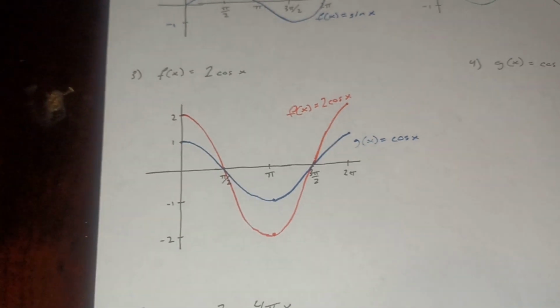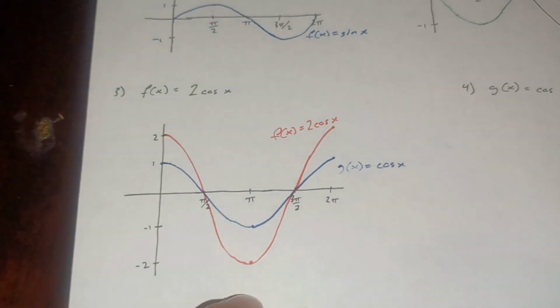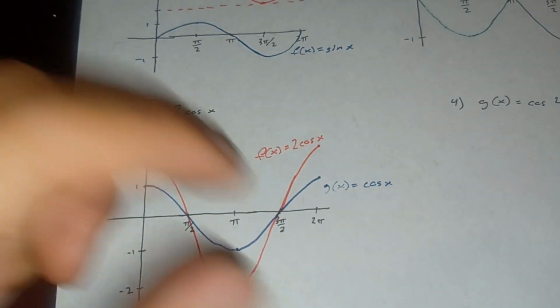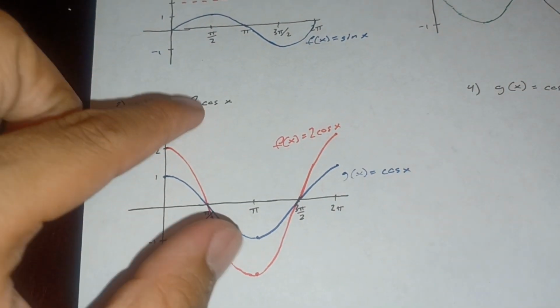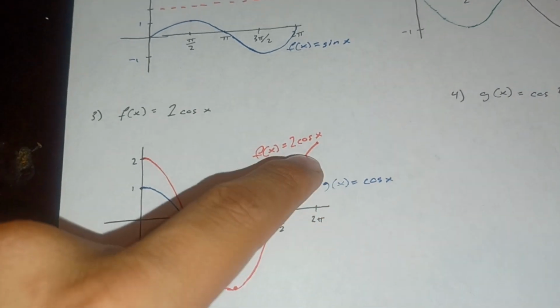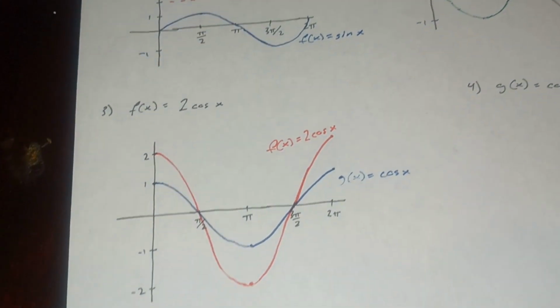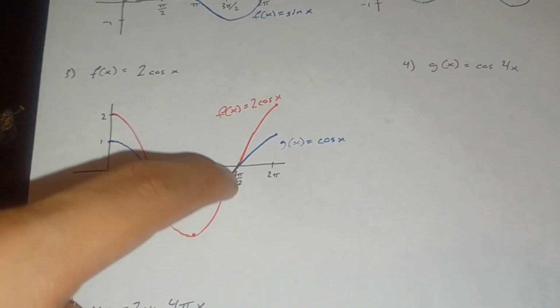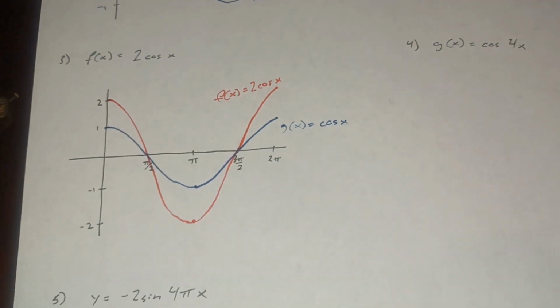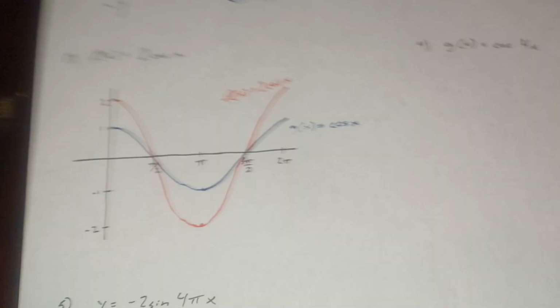So now we come back and see how we stretched out the original function of cosine of x all the way to an amplitude of 2 to get the function f of x equals 2 times cosine of x, just how we have here in number 3. So again, amplitude of 2, same x-intercepts, and that's how you do number 3.